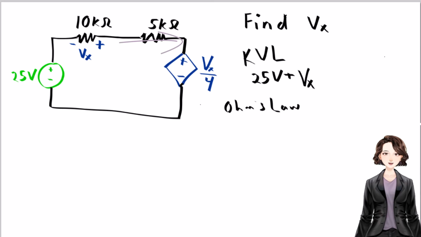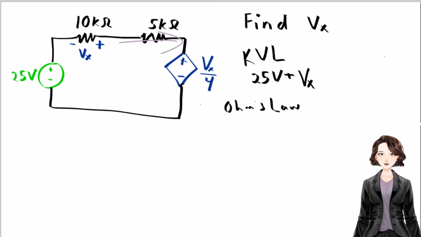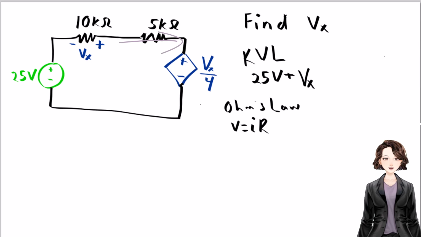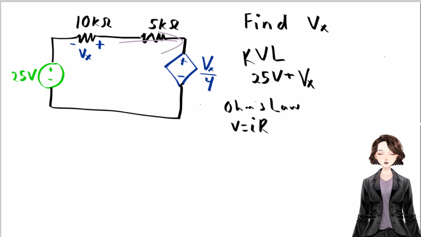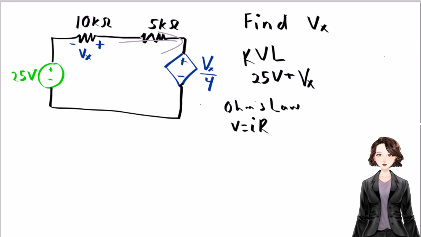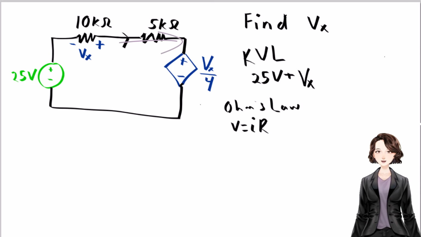So now we have to make a little bit of a step, and we're going to use Ohm's law to get this voltage. Remember that Ohm's law is, I'm going to write down here, V equals IR. But we don't have the current. So we do want to define a current, and we're going to have to assume a current. So I'm going to assume that the current is going this direction. And if you're not sure, you can just guess. So this is our I.